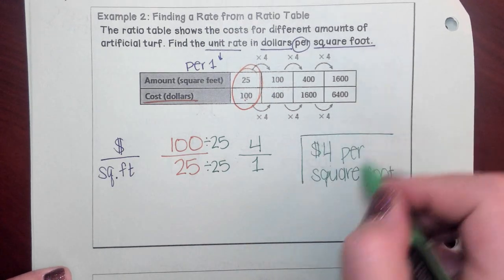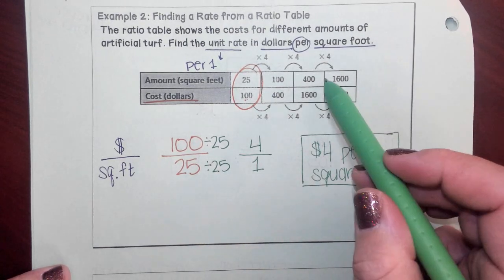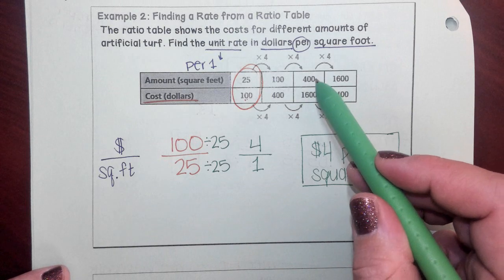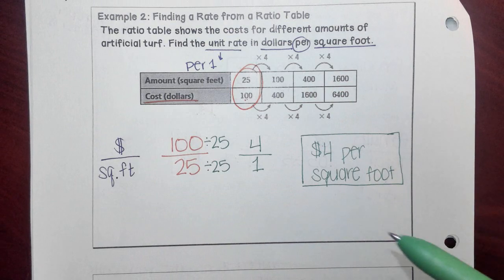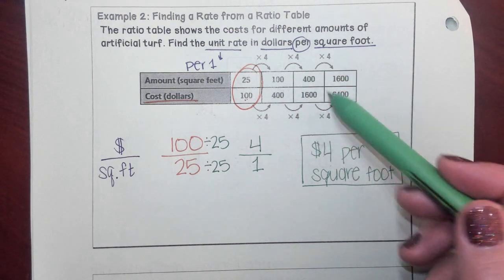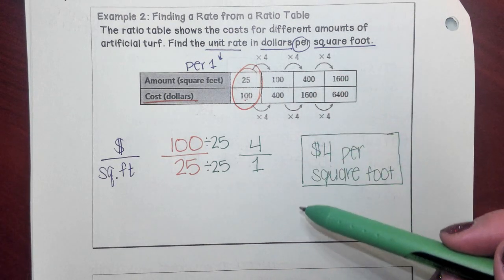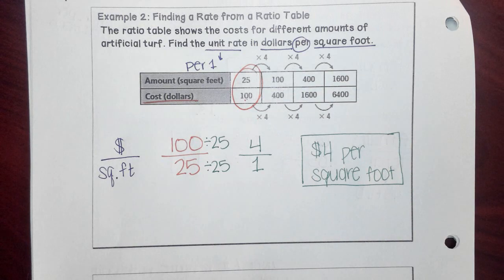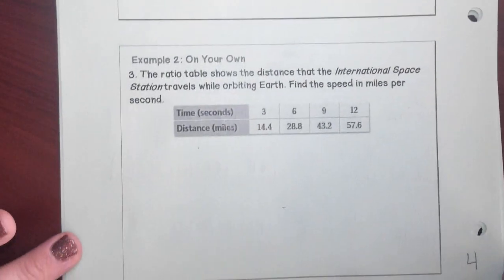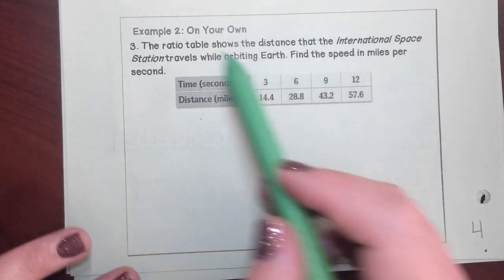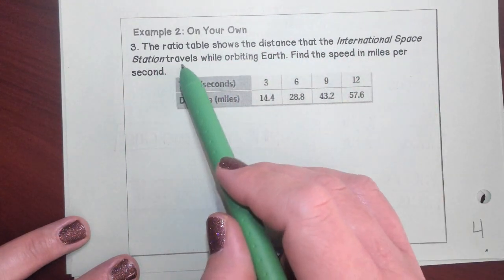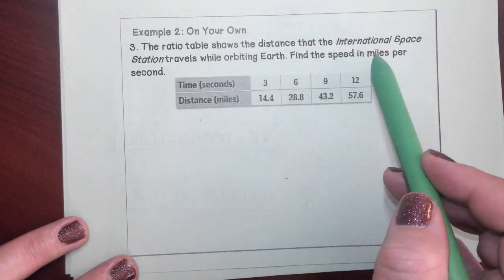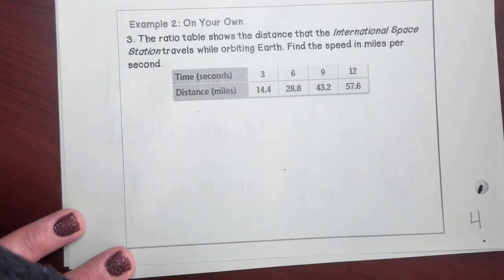Now let's say that you were in this ratio table and you chose $1,600 for 400 square feet. You still are going to get the same unit rate. You could choose any of these ratios within this table to find your unit rate. Let's have you try one on your own. So it says the ratio table shows the distance that the International Space Station travels while orbiting Earth. Find the speed in miles per second.